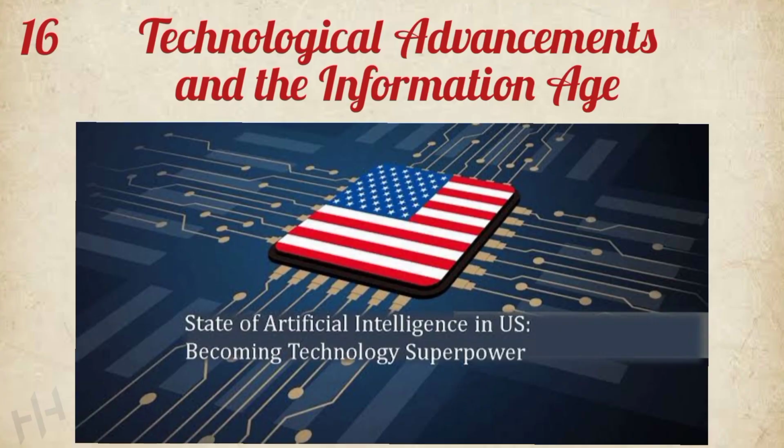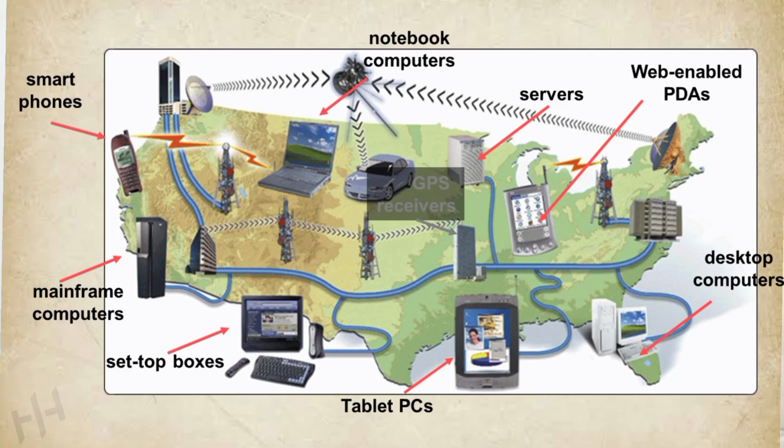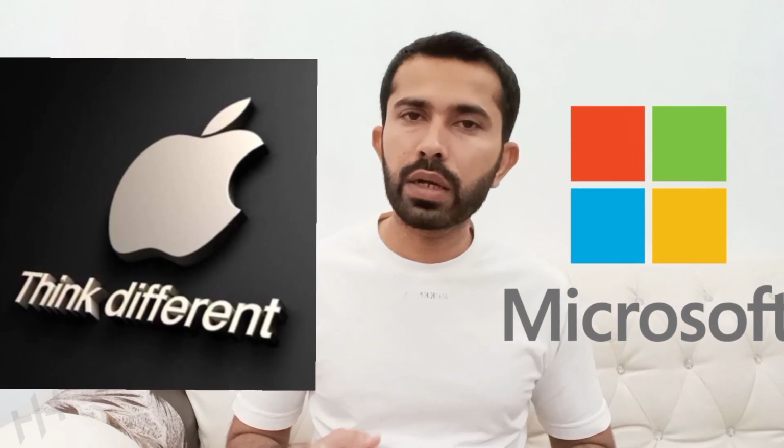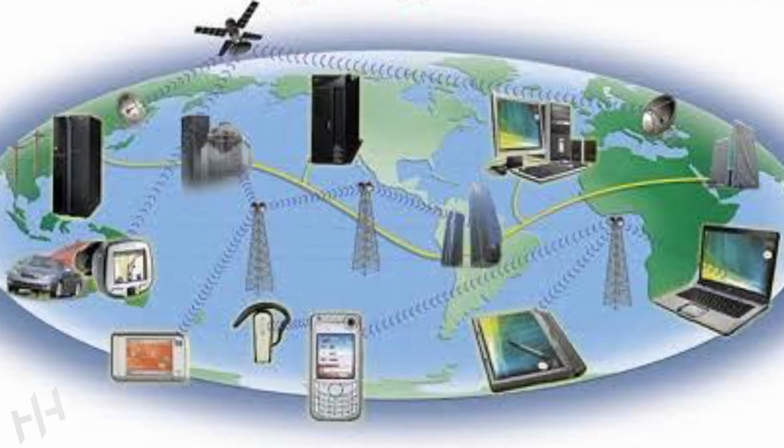Technological advancements and the information age. The rapid technological advancements helped to reshape American society in the late 20th century. The rise of computers, the internet, and telecommunications revolutionized communication, commerce, and daily life, ushering in the information age. The development of personal computers, led by companies like Apple and Microsoft, brought computing power and accessibility to individuals and businesses.